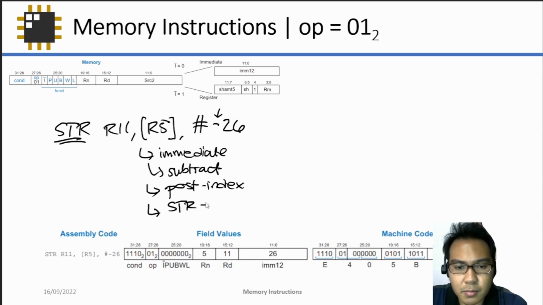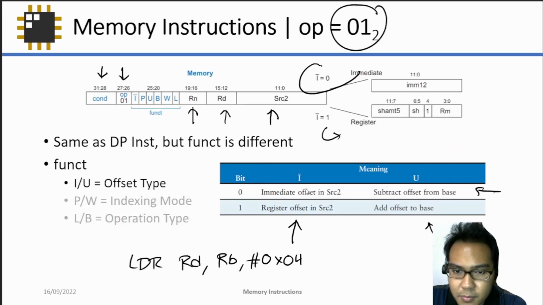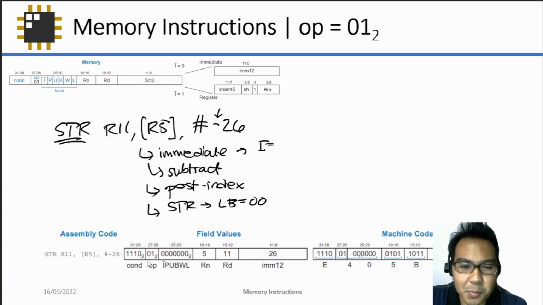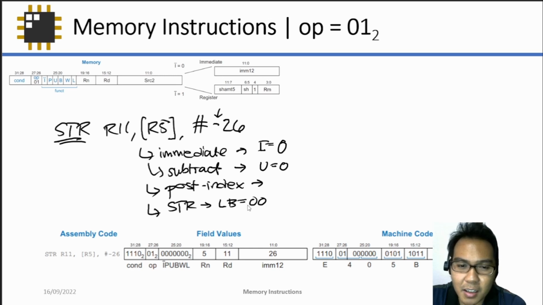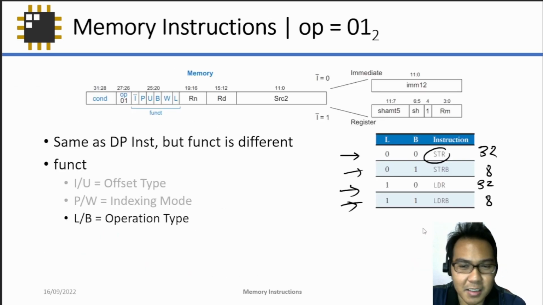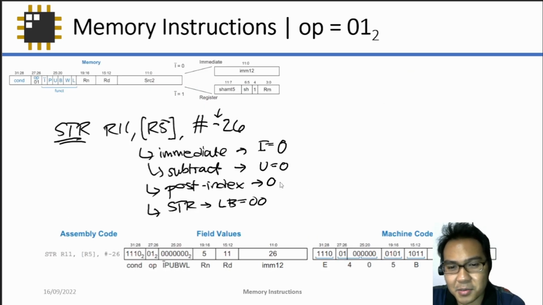So store means L B equals 0 0. So okay, immediate means I equals, wait, what? Oh, because it's I prime. Okay, that's why. Okay, so since it's immediate and this is I prime, that's 0. Subtract, U equals 0. Post index, well, you can probably tell that it's going to be 0 0 just because this thing is already 0 0. So okay, what a surprise, everything is 0 for this specific instruction.